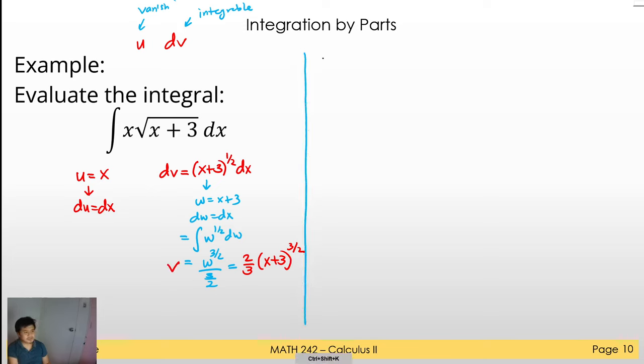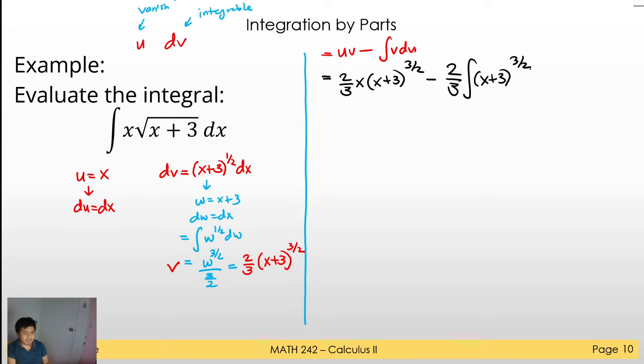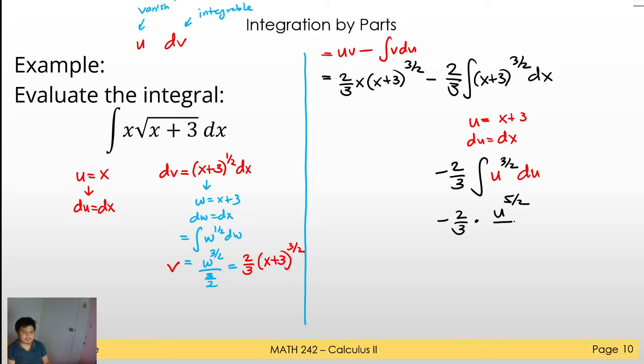Now using integration by parts, this is equal to uv minus the integral of v du. So u here is x and v here is 2 thirds x plus 3 raised to 3 halves. So we have 2 thirds x times x plus 3 raised to 3 halves, minus the integral of v du. I'll just factor out the 2 thirds, guys. And v here is x plus 3 raised to 3 halves, and then this will be just dx. Actually, we can just integrate this. Let u equal x plus 3, du is equal to dx. So therefore, this will be the integral of u raised to 3 halves, and dx is just du. So minus 2 thirds u raised to 5 halves over 5 halves.